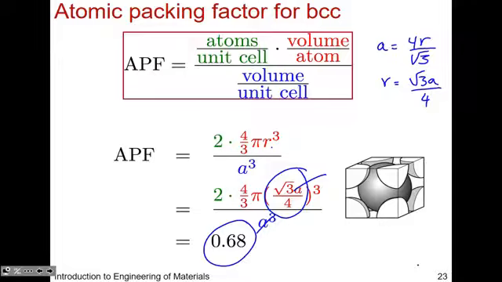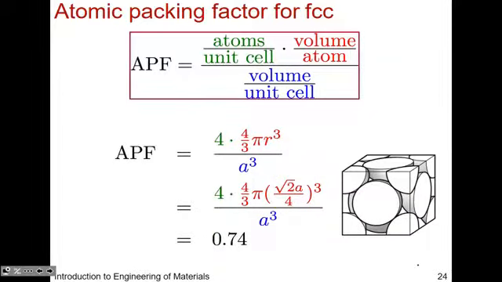So hopefully that's clear where all these values are coming from, right? They're just by definition volume, the volume of an atom, of a sphere, and a volume of a cube, okay? Same thing for FCC. Number of atoms in a unit cell, 4. Volume of an atom, 4/3 pi r cubed. Volume of the unit cell, it's cubic, a cube.